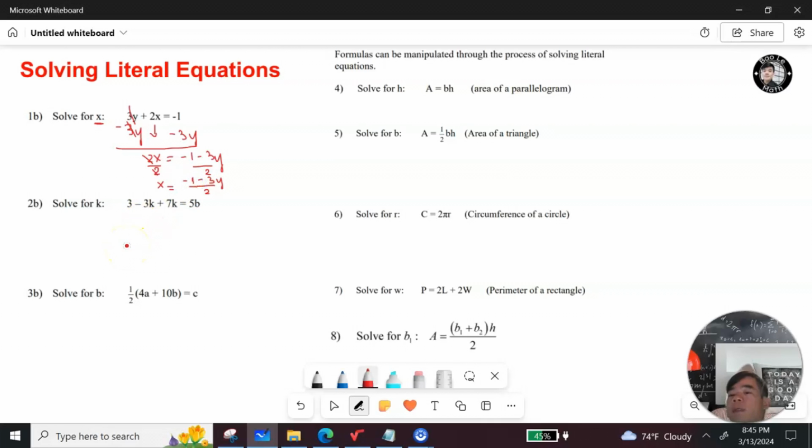Alright, let's move on to the second one. Solve for k. Okay, so I see that there are two variables right here, k and b. I treat b as a constant. Now I need to combine like terms first. So negative 3k plus 7k equals 4k, plus 3, equal to 5b.